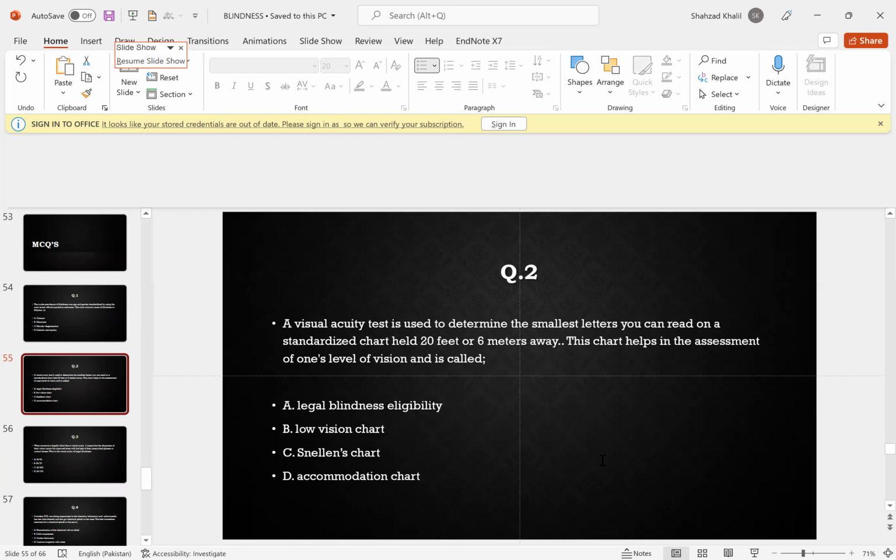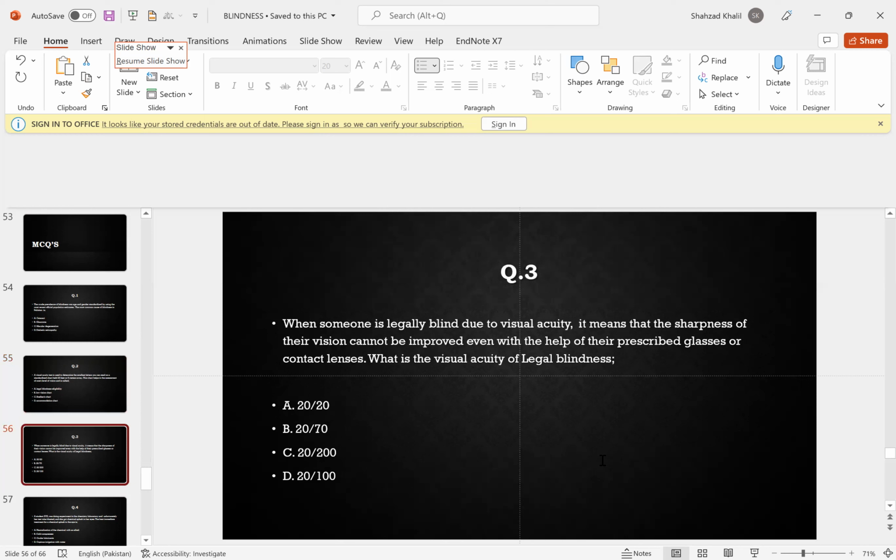The visual acuity test is used to determine the smallest letter you can read on a standardized chart held 20 feet or 6 meters away. This chart helps in the assessment of one's level of vision and is called: legal blindness eligibility chart, low vision chart, Snellen's chart, accommodation chart? Snellen's chart, yes, correct. When someone is legally blind due to visual acuity, it means that the sharpness of their vision cannot be improved even with the help of prescribed glasses or contact lenses.